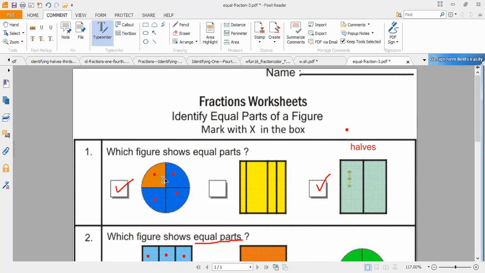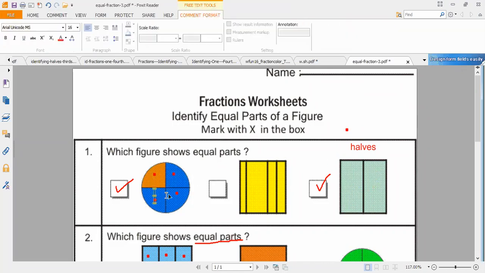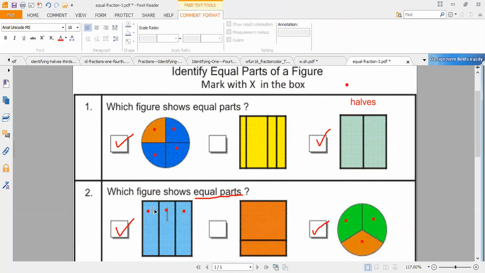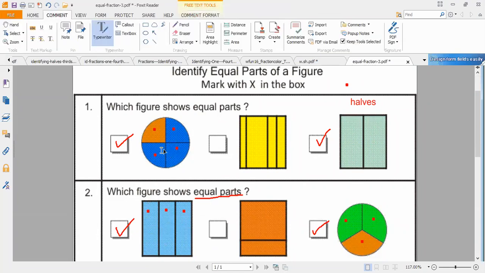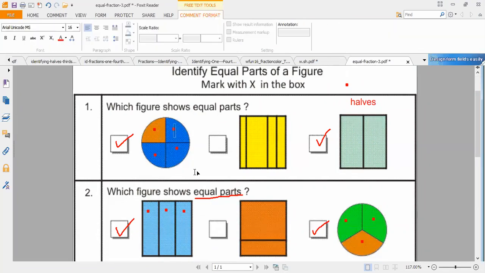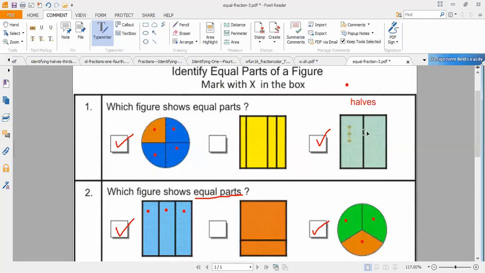Because equal parts could be 4 equal parts, could be 3 equal parts. Each figure from these figures has a name. So the first one, the shape with 2 equal parts, is called halves. These two parts are called halves. Okay, this is a half, and this is a half.